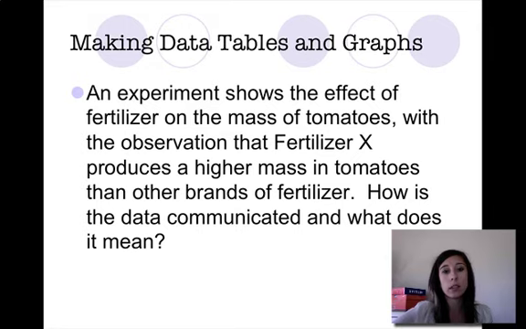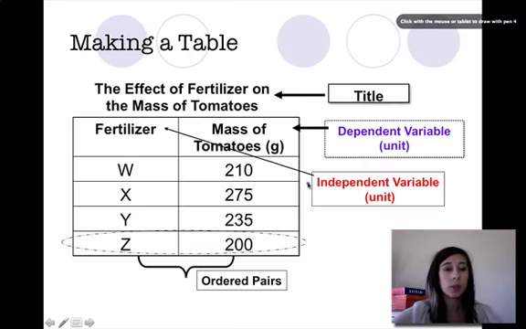So how is the data going to be communicated? When we're looking at tables and graphs, the purpose of them is to communicate the data that you collect and to actually formulate an opinion, some kind of analysis and a conclusion based upon what you see in your experiment. So here's a table. If we took the data that we collected and we wanted to make it into a table that anyone in the world could understand, this is how we'd want to do it.